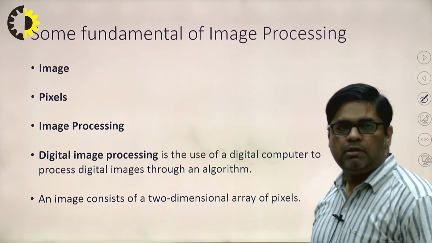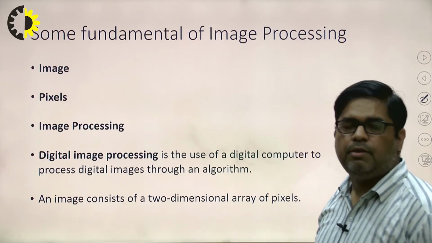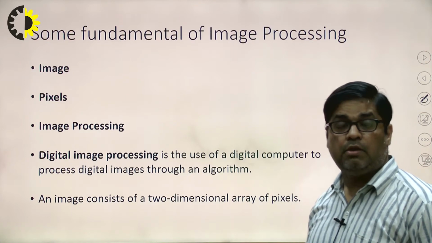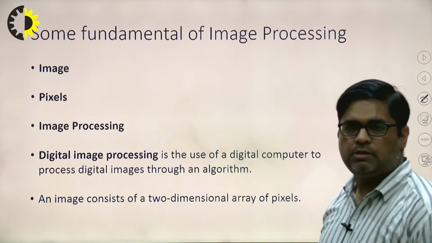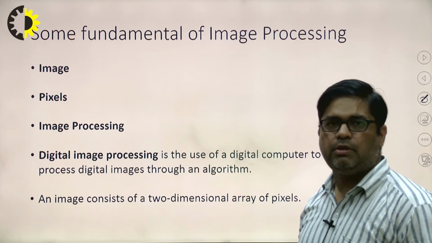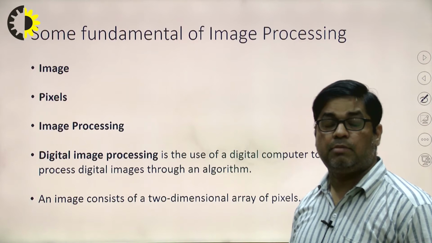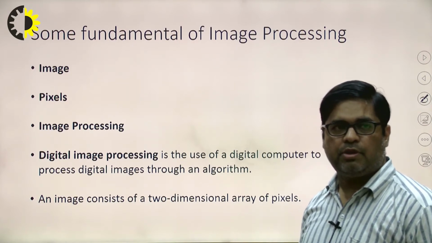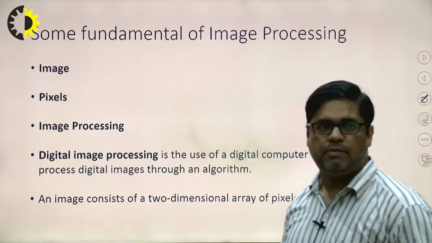In the basic part, the first is what is an image. We already have discussed in our previous lectures what an image is. An image is nothing but a combination of pixels. It means we can say that an image is created by a number of pixels. So now what are pixels? A pixel is nothing but the smallest unit which will store information about the color of the image and the intensity of the image.